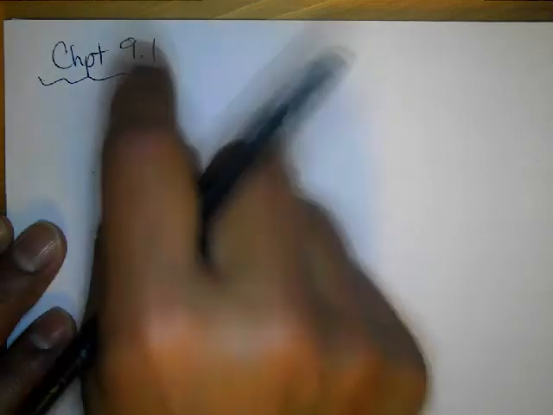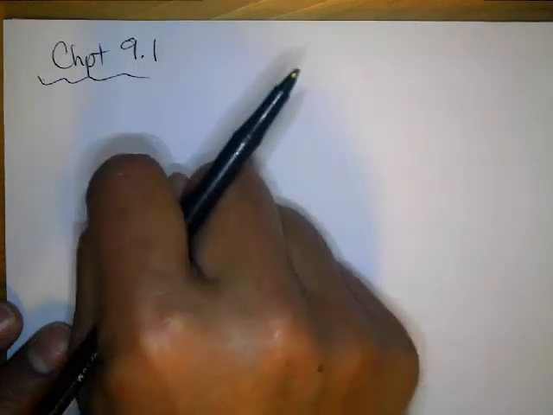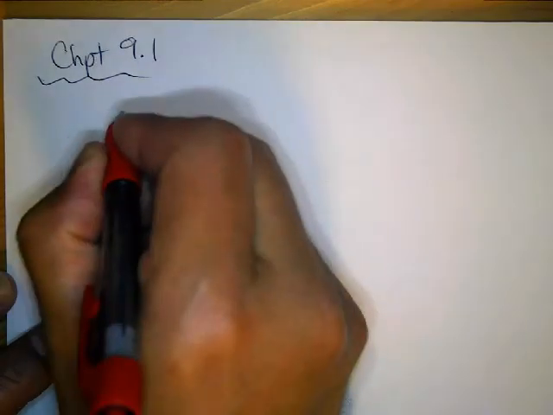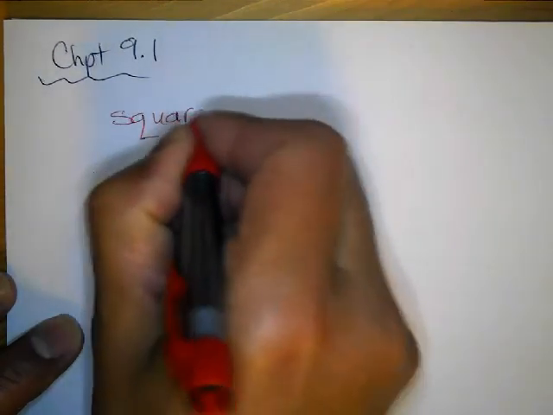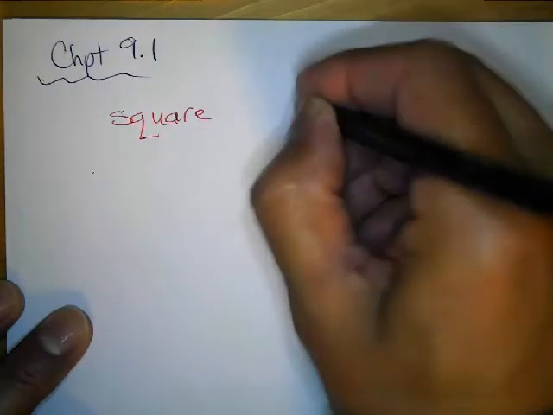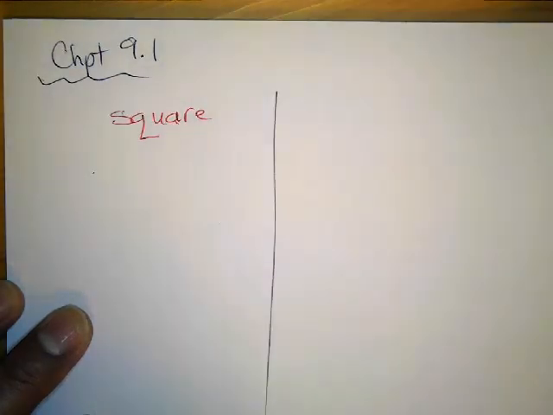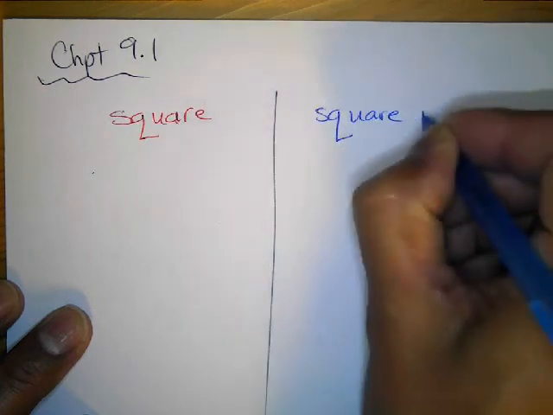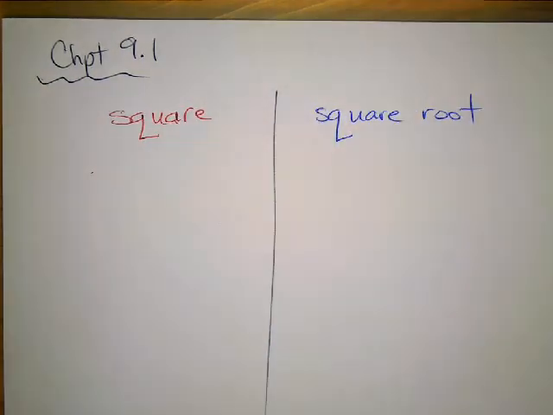But before we start on chapter 9.1, I've got to talk about the math. There's some math here that we have to make sure that we know. And the two things you're going to be toggling back and forth between are a square, and here I'm not talking about the shape, by the way, and a square root. So you notice they both have this word square.